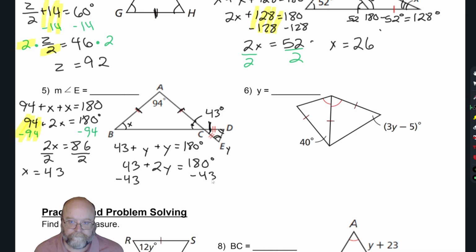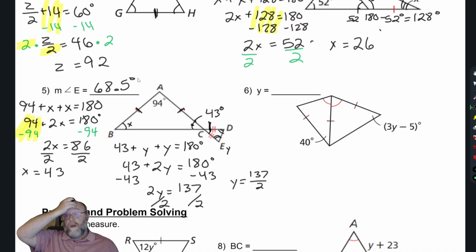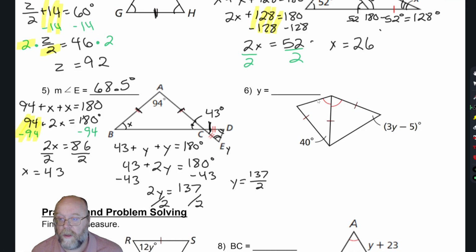Subtract the 43. Why? Divide by 2. Great. 137 halves, guys. Okay, so y is 137 divided by 2. I'm going to go ahead and do a decimal here. That's going to be 68.5 degrees. Okay. All right, let's keep moving.